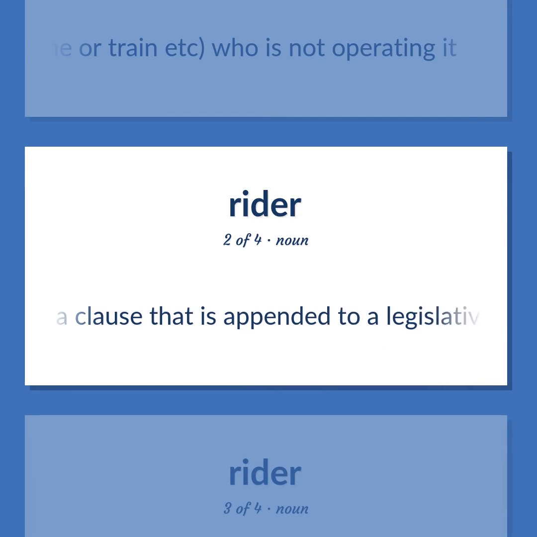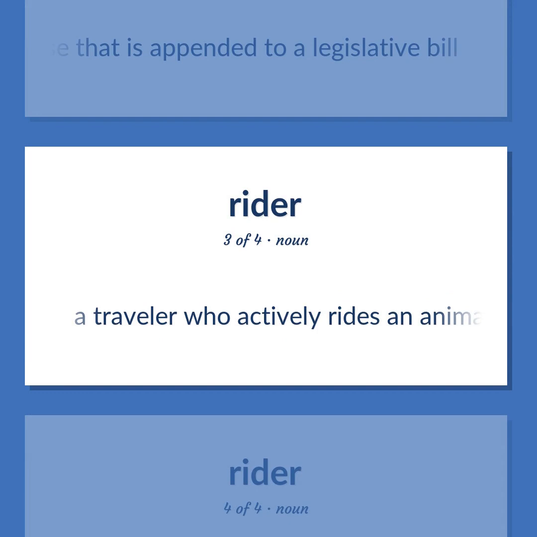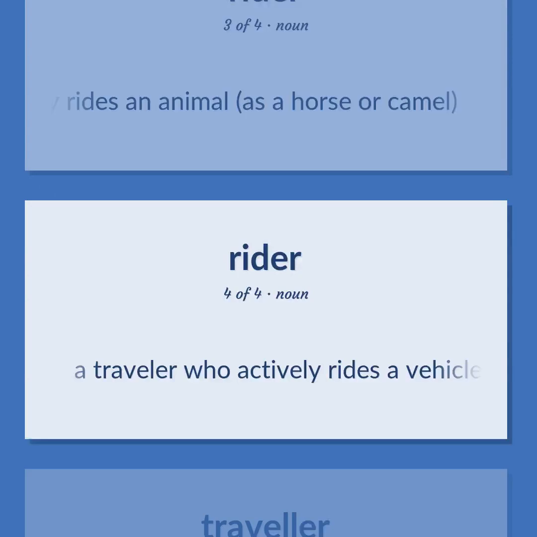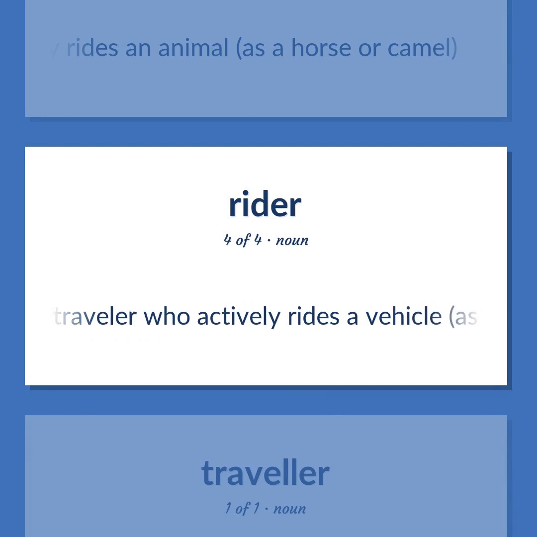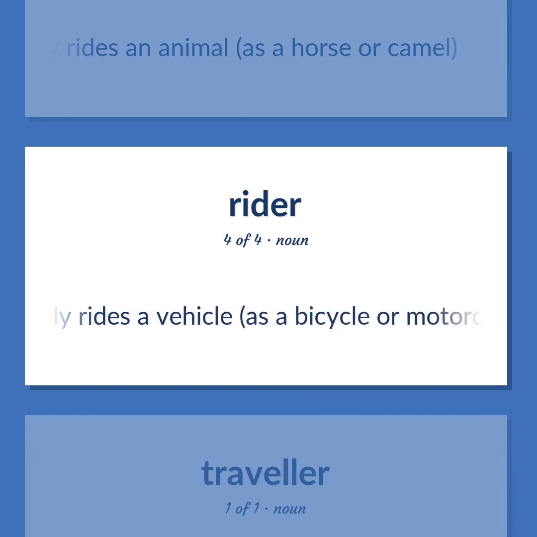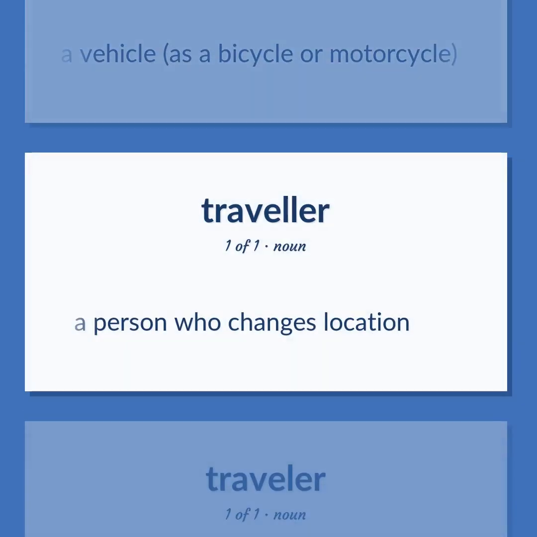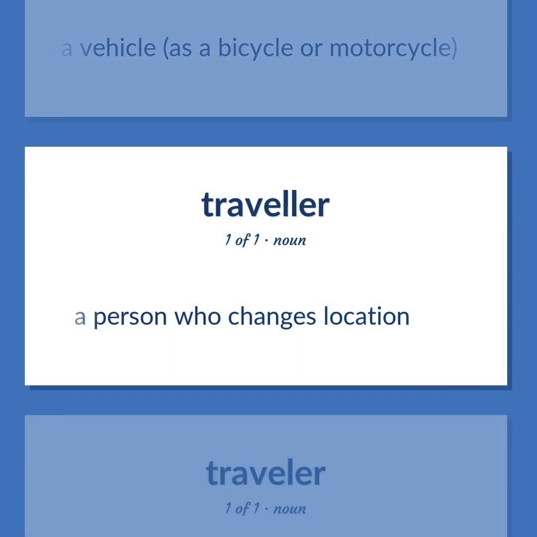A clause that is appended to a legislative bill. A traveler who actively rides an animal, as a horse or camel. A traveler who actively rides a vehicle, as a bicycle or motorcycle. A person who changes location.